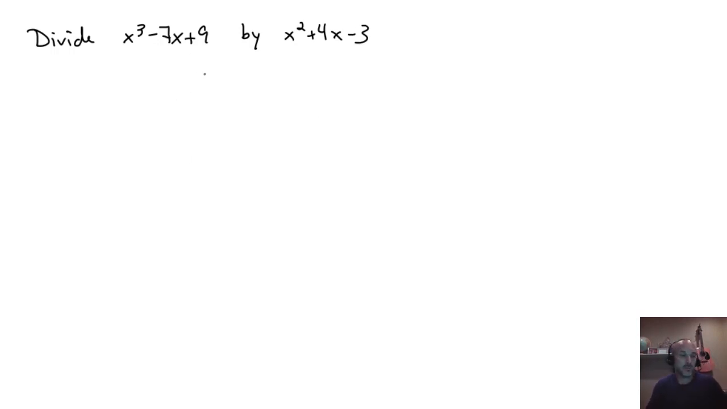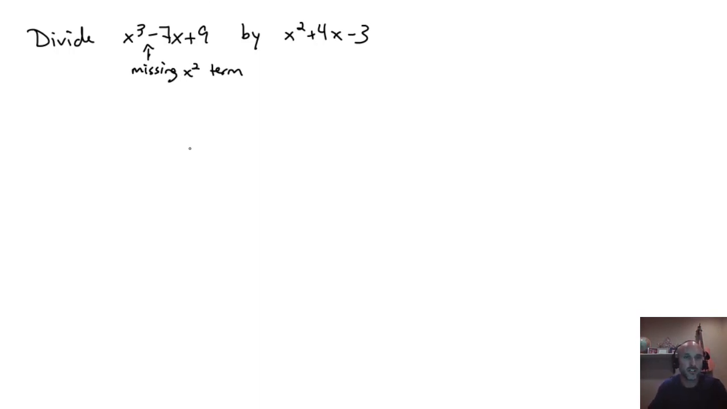Let's divide x cubed minus 7x plus 9 by x squared plus 4x minus 3. So, one really important thing when doing long division that's helpful for beginners. Once you get established, you won't have to do this, but when you're a beginner, you always want to make sure to include any missing term. So you see that this is missing an x squared term. So you want to make sure to include it when you set up your division.